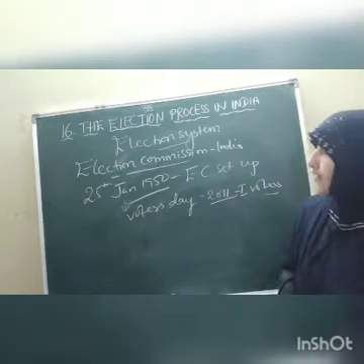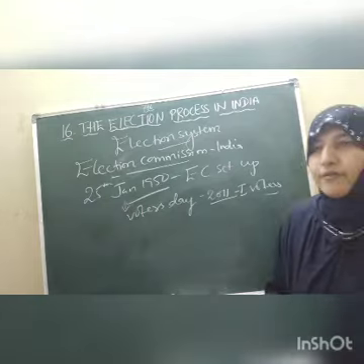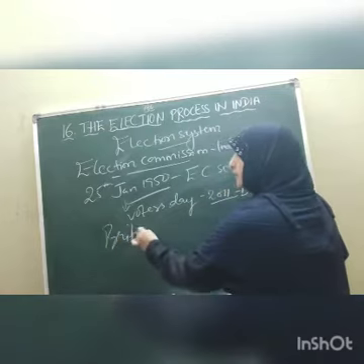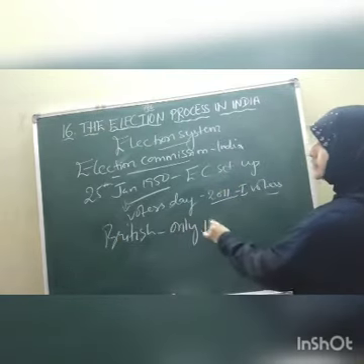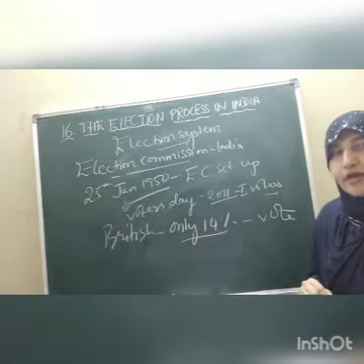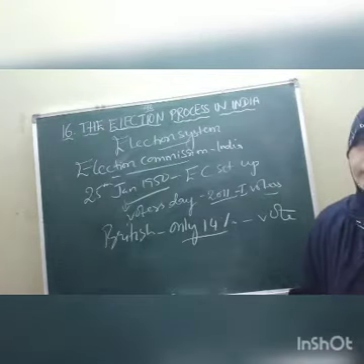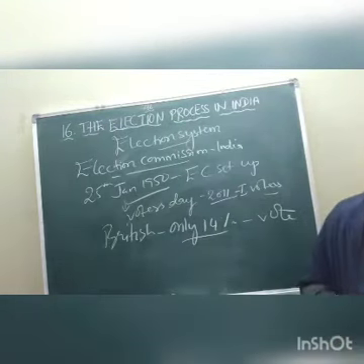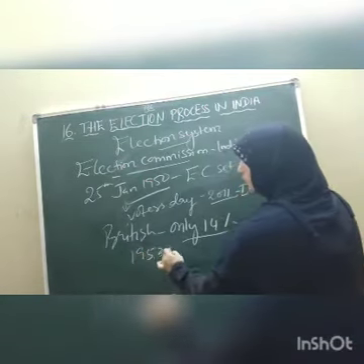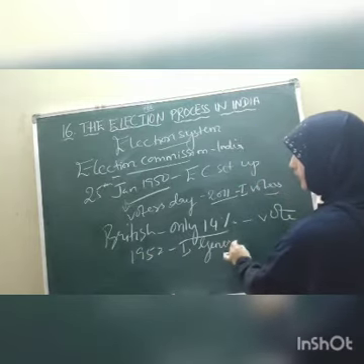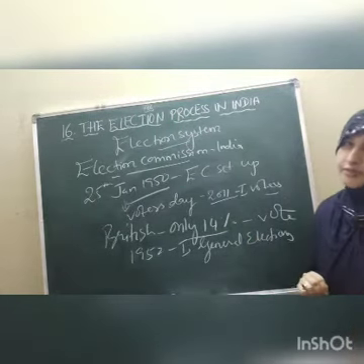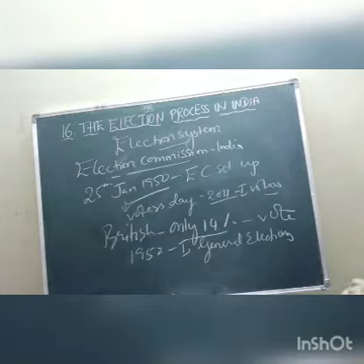Then what happened before? At the time of British rule, when the Britishers were ruling, children, only 14% of Indians had the right to cast their vote. Only 14%. But after independence, in the year 1952, the first general elections were conducted in an independent country.